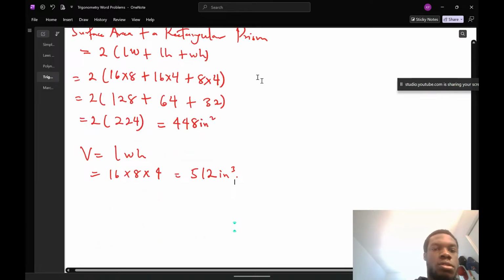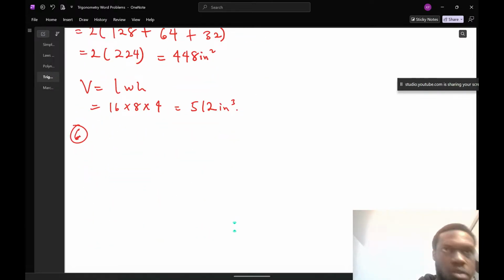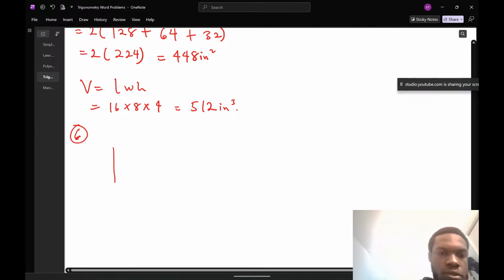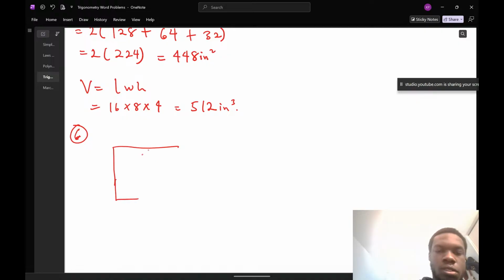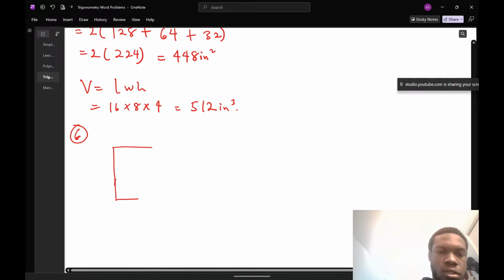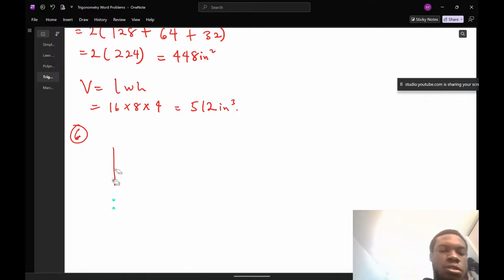Number 6. We have another cuboid. So we have it like this. Let me draw it. Sorry, my shapes are not well drawn. Let me draw it again.